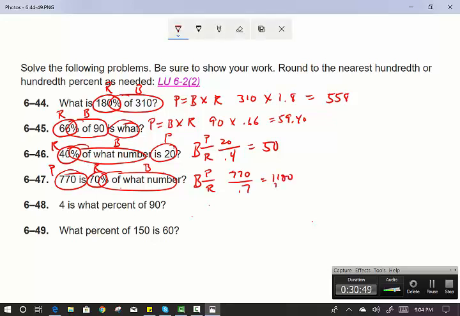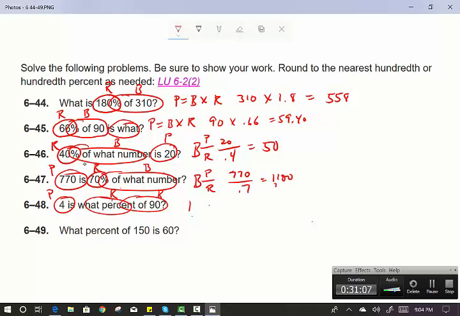770 is 70% of 1100. Okay, number 48. What percent? That is your rate. We'll be solving for it. The number associated with is or equal is your part. And the number that follows percent of is your base.